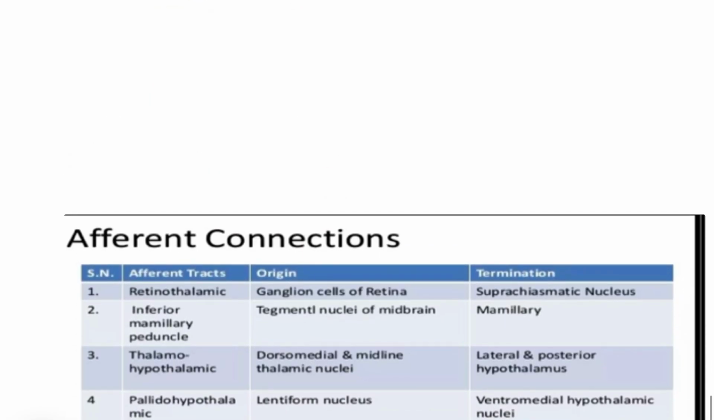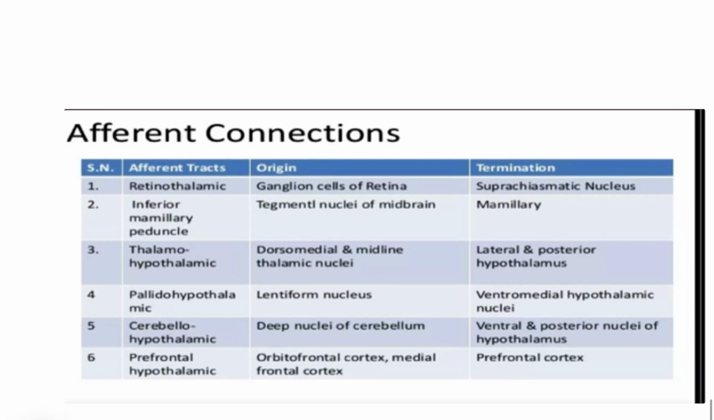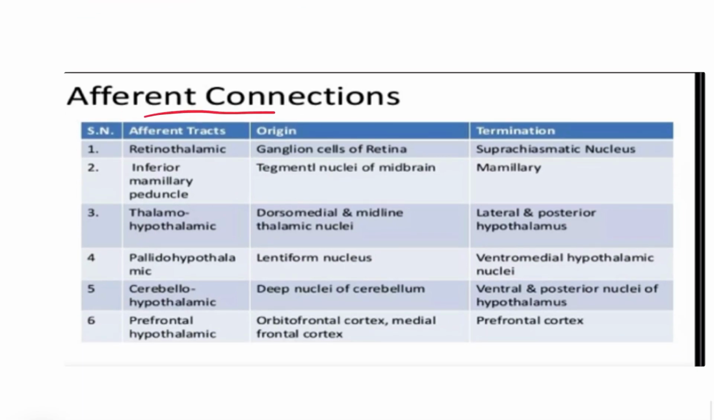Now finally, we should know about the connections of the hypothalamus, how the hypothalamus is connected to the various parts of our brain. So first, see the afferent connections. Afferent connections means the nerve fibers which are coming to the hypothalamus from the various parts of our body. It will come from the eye, that is called the retinohypothalamic tract. From the retinal ganglion cells, it will come to the suprachiasmatic nucleus of the hypothalamus.